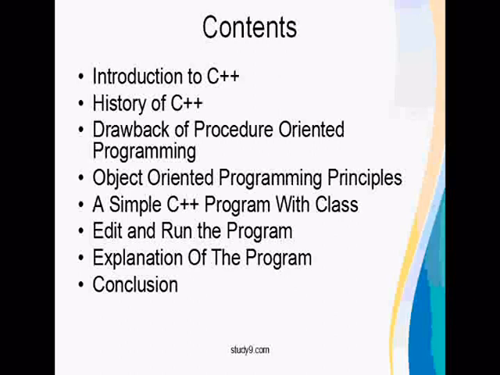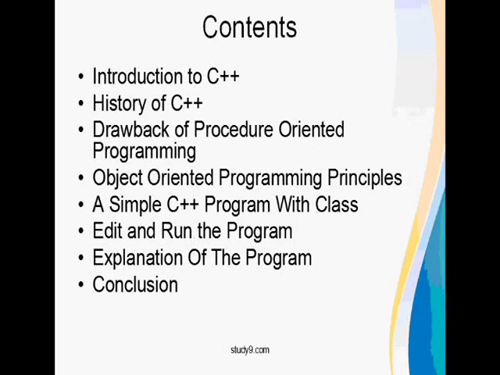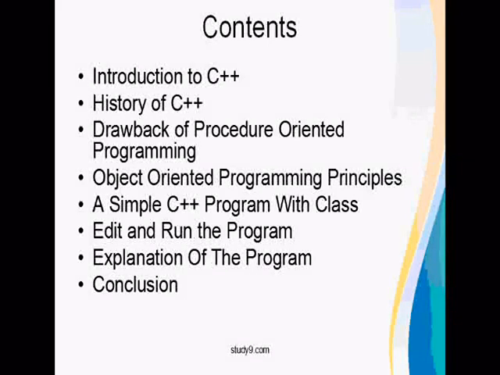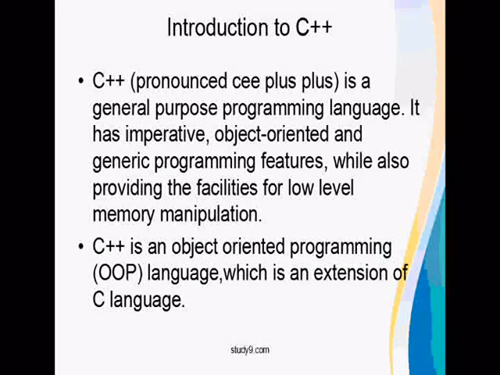The topics that we are going to cover here are what is C++, how it has come into being, then what are the drawbacks of procedure-oriented programming, and how it is recovered in object-oriented programming. Then we shall discuss a C++ program with the concept of class, which is one of the main things in object-oriented programming. So let's start by discussing the C++ language.